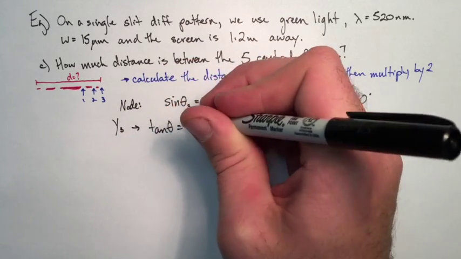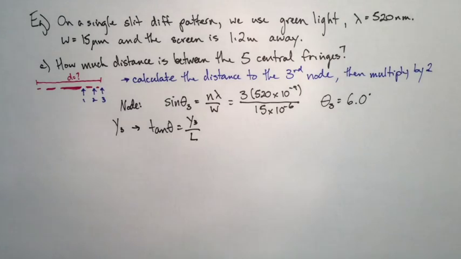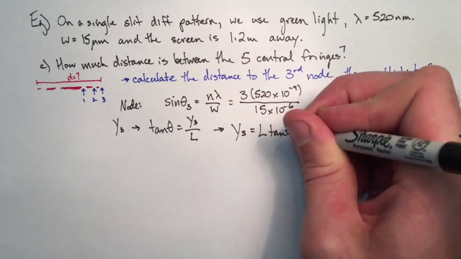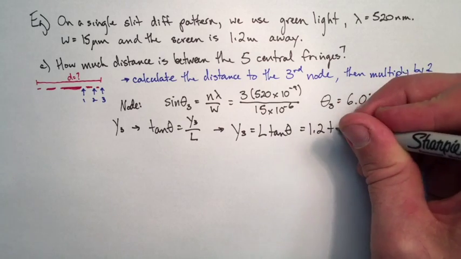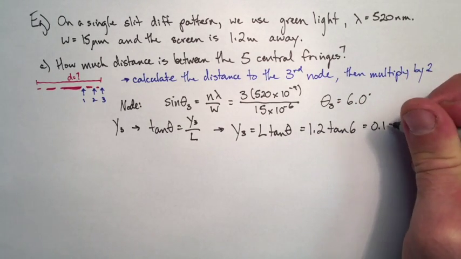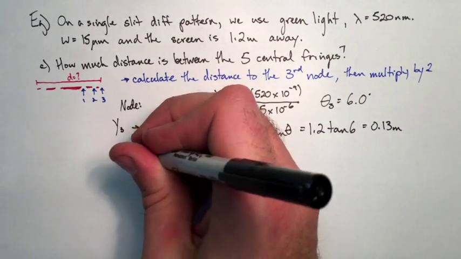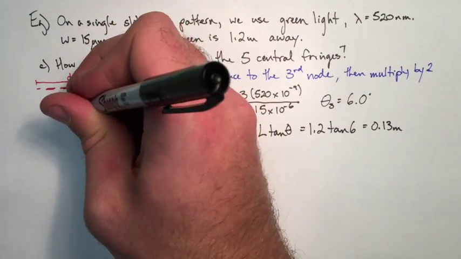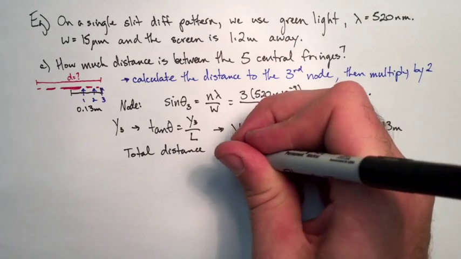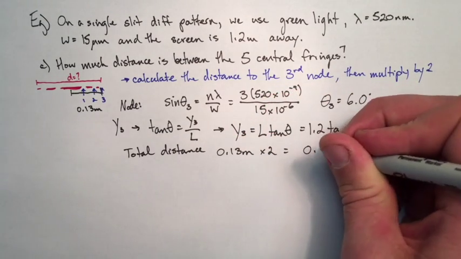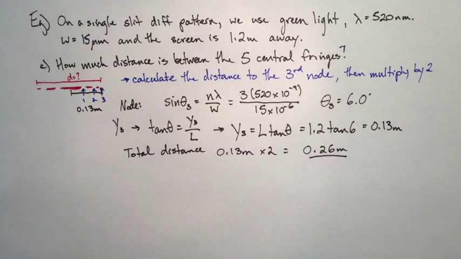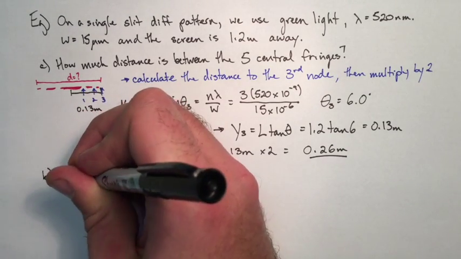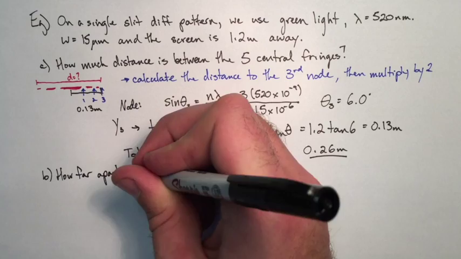Now, using the same formula that we used in the double slit interference pattern, we can calculate the distance to that third node using the angle. So here we're going to calculate for y3. We find that it's 0.13 meters. When we multiply that by 2, the total distance in that diagram above is going to be 0.26 meters or 26 centimeters. How far apart are the nodes?